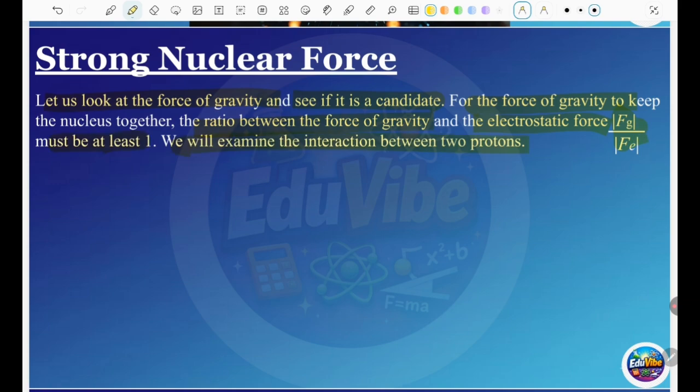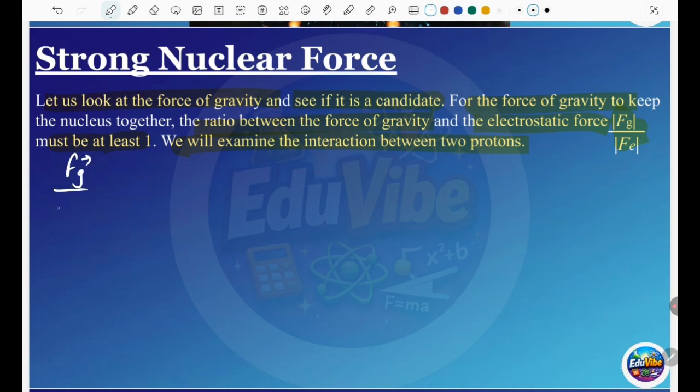We will examine the interaction between two protons. Why are we doing that? Because we want to see whether the force which binds the nucleus is a strong nuclear force or not. If the ratio is at least 1, then gravity can keep the nucleus together. That's all the evidence we have to collect to find out whether this is right or wrong. So we will do the calculations quickly.